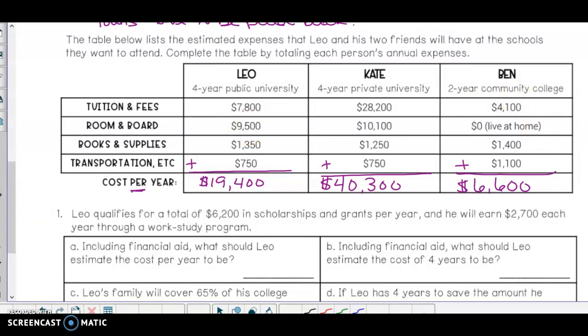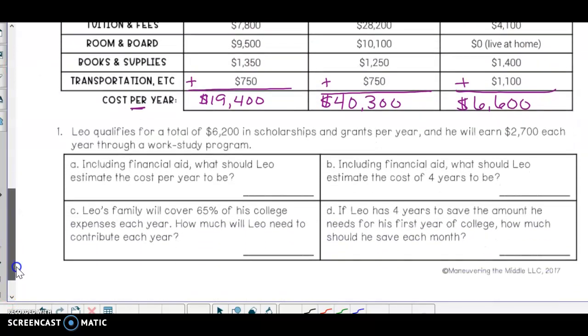So let's talk about Leo and how much he is going to have to pay. So Leo qualifies for a total of $6,200 in scholarships and grants per year. So this is money he does not have to be paying back, and he will earn $2,700 each year through a work study. So if we were to take Leo's $6,200 and $2,700 all together, that is $8,900 that Leo is being given.